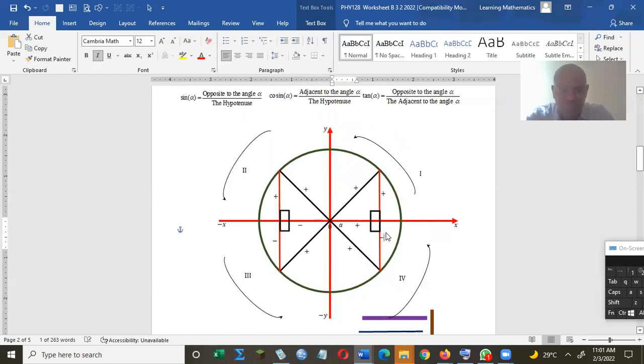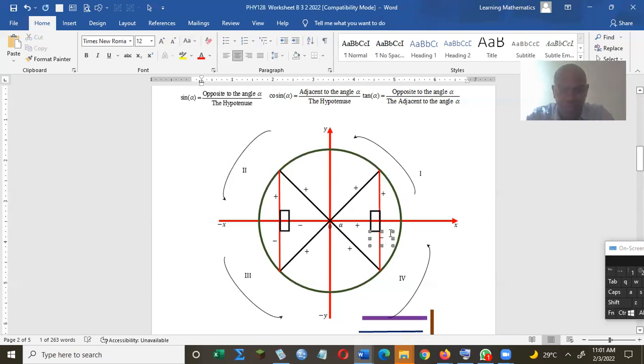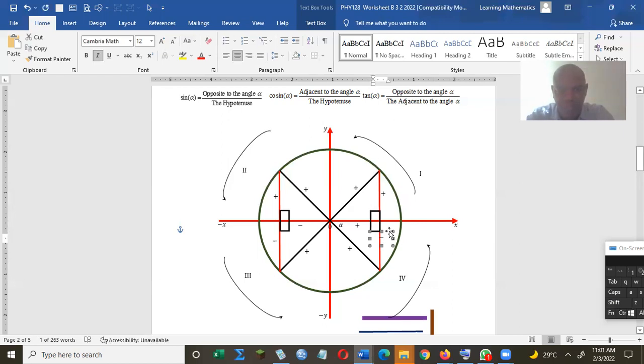Cosine is positive in the fourth quadrant. That's very correct. Cosine is positive in the fourth quadrant because cosine is defined by the side adjacent to the angle divided by the hypotenuse. The hypotenuse is positive, the side adjacent to the angle is positive. So therefore cosine is positive in the fourth quadrant.